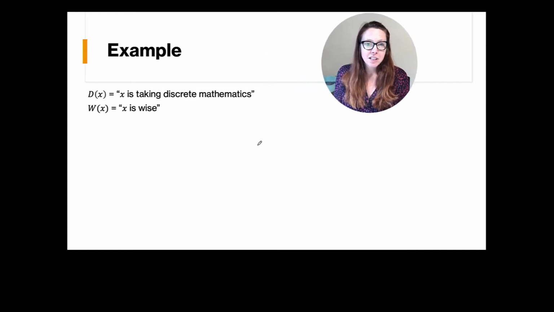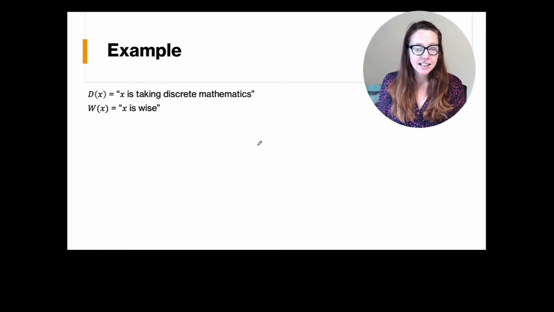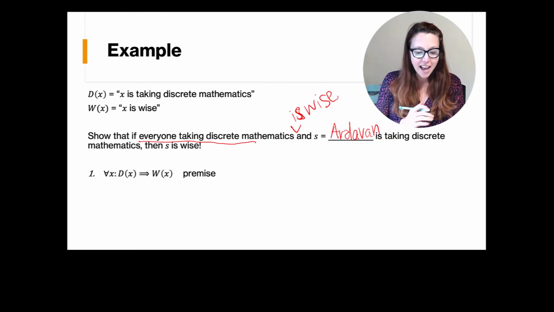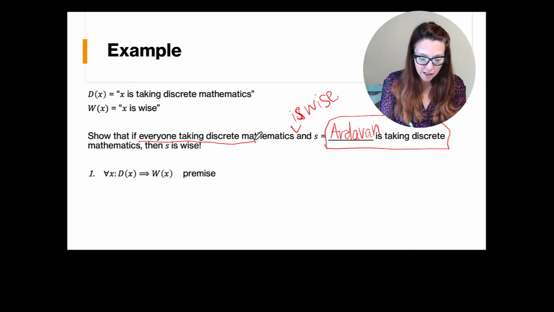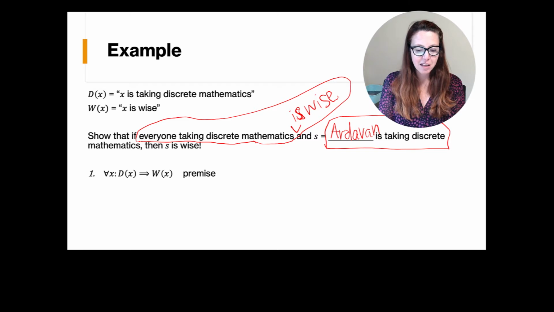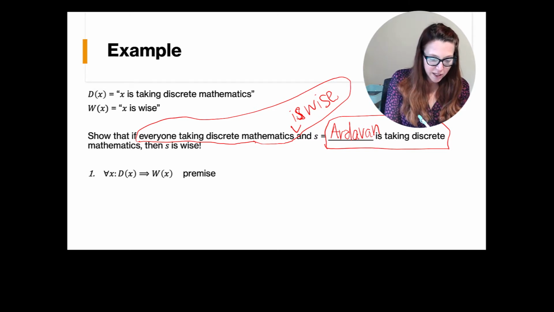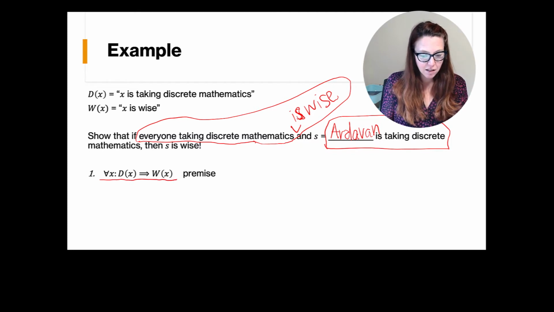We have two propositions. D(x) is "x is taking discrete mathematics," and W(x) is "x is wise." So if everyone taking discrete mathematics is wise, and Artavan is just taking discrete mathematics, how do we represent "everyone taking discrete mathematics is wise"? We do that with a quantified statement, right?